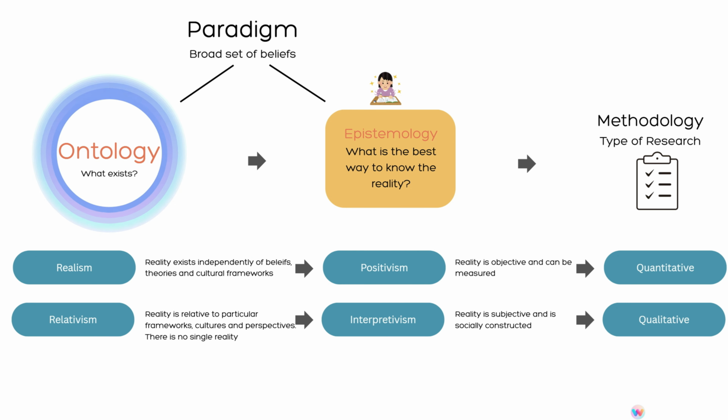Whereas the other approach is relativism. Now, relativism actually assumes that reality is not one, right? So you need to take into account what is the context of that reality, or what is the context of situation, framework, culture, perspectives, etc. There's no single reality. In this case, interpretivism is a useful epistemology, because what you're going to do is you are probably going to study it not from a numbers perspective, but understanding different qualitative aspects of it.